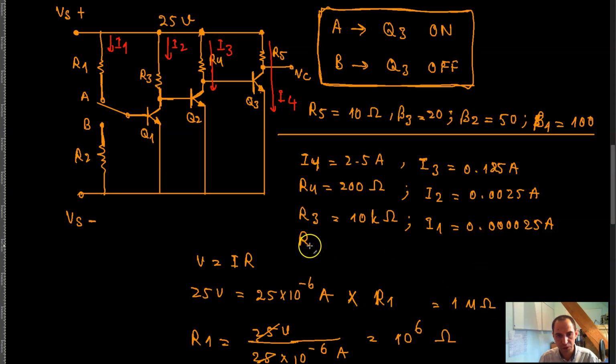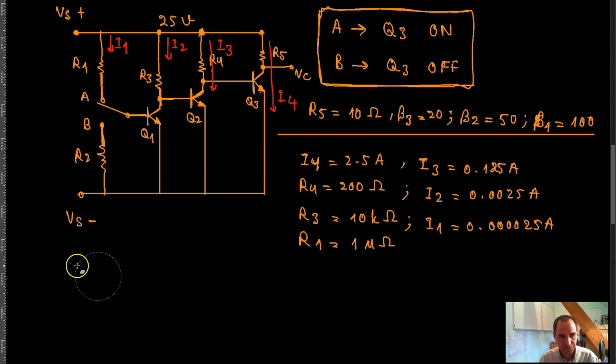So that means that R1 is supposed to be 1 mega ohm, and then for this resistor here, which ties the base of this transistor Q1 to ground, you can just simply arbitrarily choose the same value, or any other value really. For example, you can choose it to be, well, not 200 ohm, but for example 10 kilo ohm, or you can go all the way up to 1 mega ohm.